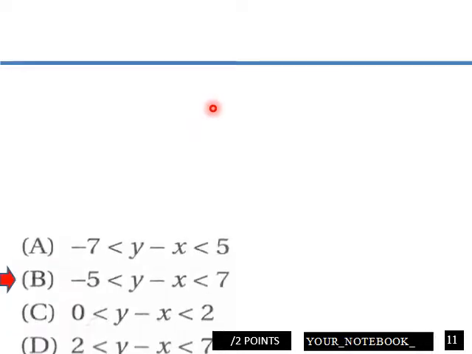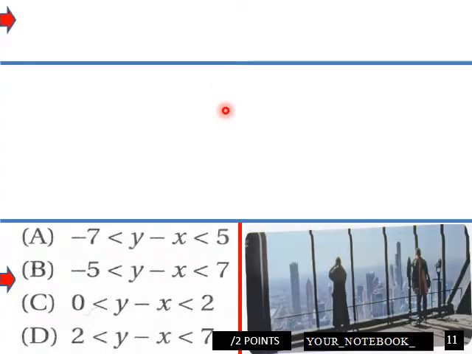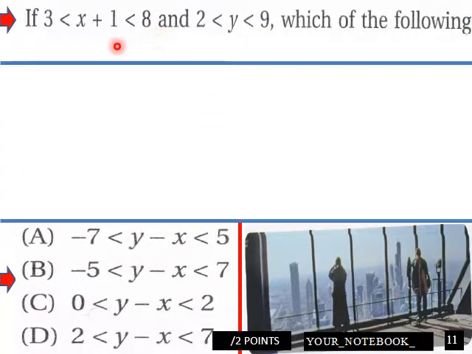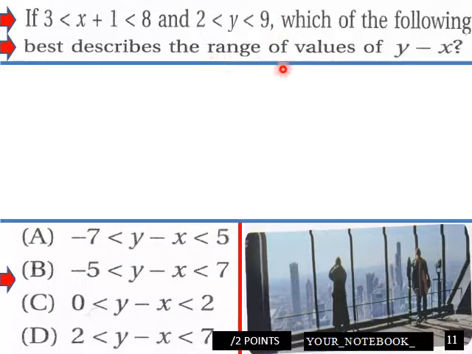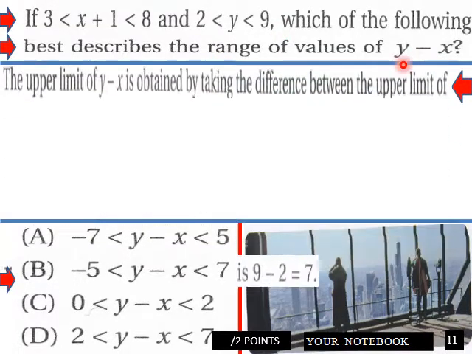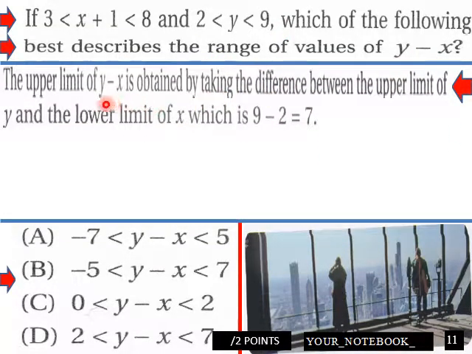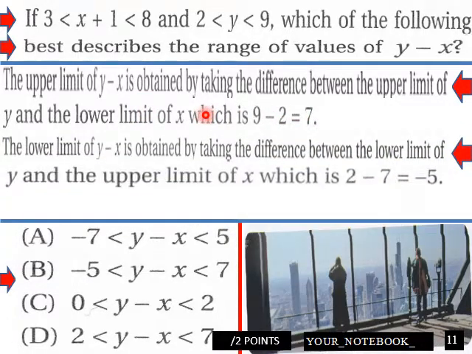Okay, so now 2 is less than y is less than 9. Which of the following best describes the range of values for y minus x? The upper limit of y minus x is obtained by taking the difference between the upper limit of y and the lower limit of x, which is 9 minus 2 equals 7.